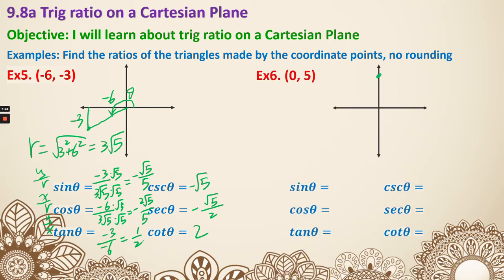Number 6, 0, 5. So 0, 5 is actually right here. That's our x, that's our y. So let's think about it. If that's where the angle is, I basically have a super big triangle, like that. But I still need this side to actually be a 90 degree. Well, then that means my r is actually going to be 5.